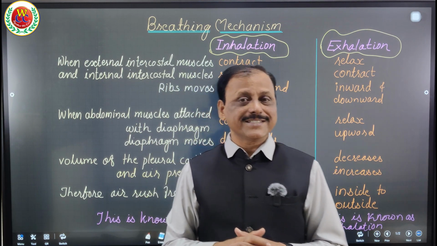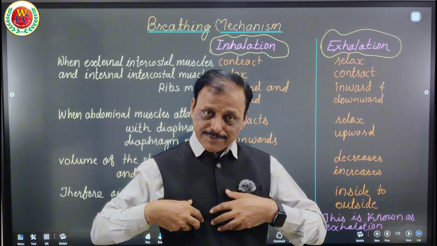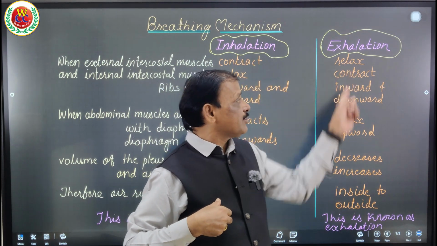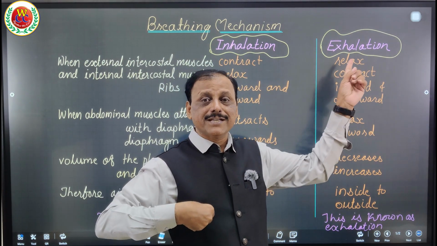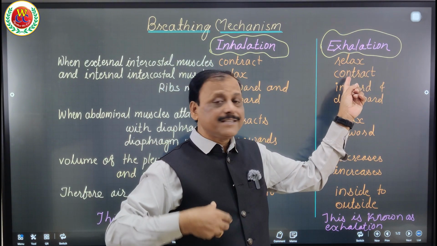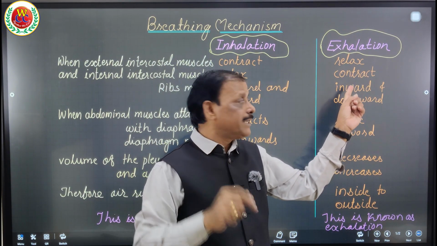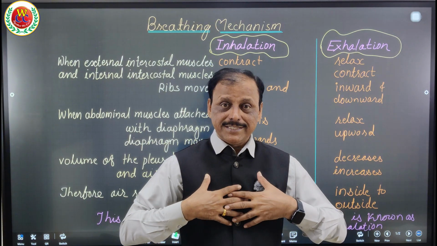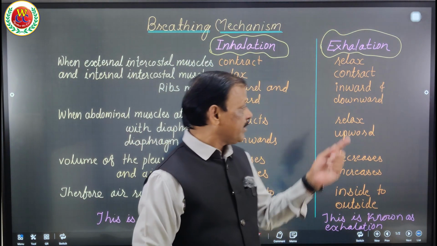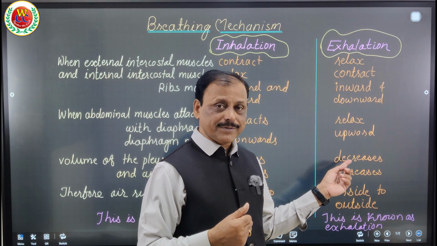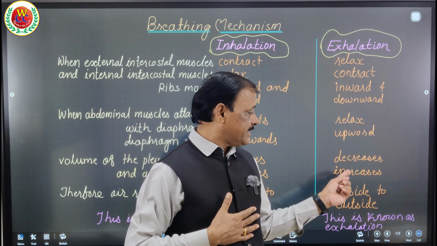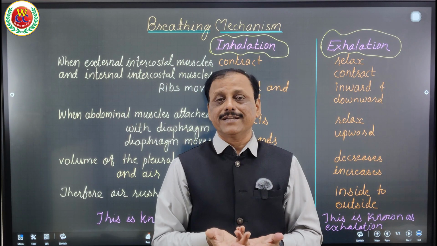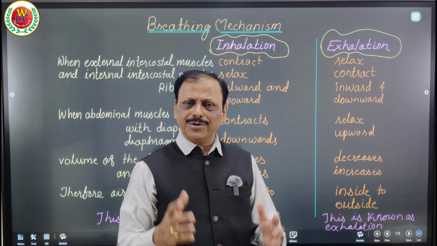Now let us understand what exhalation is. The intercostal muscles present between these ribs have the opposite action. In exhalation, the external intercostal muscles relax and the internal intercostal muscles contract, enabling the ribs to move inward and downward. That decreases the volume of the pleural cavity. When the volume of the pleural cavity decreases, air pressure increases. With the increase in air pressure, the air rushes from inside to outside, and that is known as exhalation. So it is very simple.